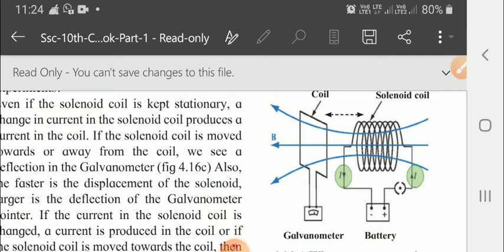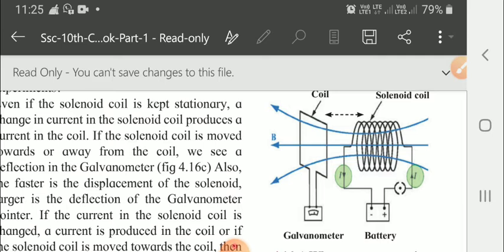Now if the solenoid coil is kept stationary, a change in the current in the solenoid coil produces a current in the coil. But if the solenoid coil is moved towards or away from the coil, we can see the deflection in the galvanometer. The faster the displacement of the solenoid, the larger will be the deflection in the galvanometer pointer. So you all know that in the galvanometer one pointer is there, and that is pointing the current. A current is produced in the coil if the solenoid coil is moved toward the coil.